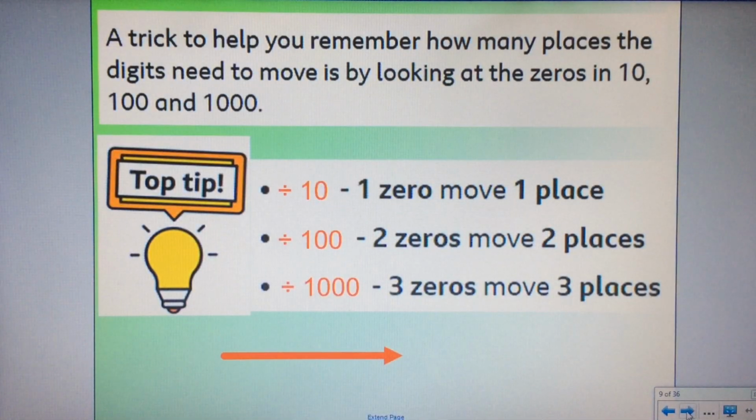Okay, so the trick to help you remember how many places the digits need to move is by looking at the zeros in 10, 100 and 1,000. If we divide by 10, 1 zero shows that we move the digits 1 place. But this time when we're dividing, we move the digits to the right because our number is getting smaller, so it's the opposite way to yesterday. When we divide by 100, 2 zeros shows that we move 2 places, and the 3 zeros in 1,000 shows that we move 3 places when we divide by 1,000.